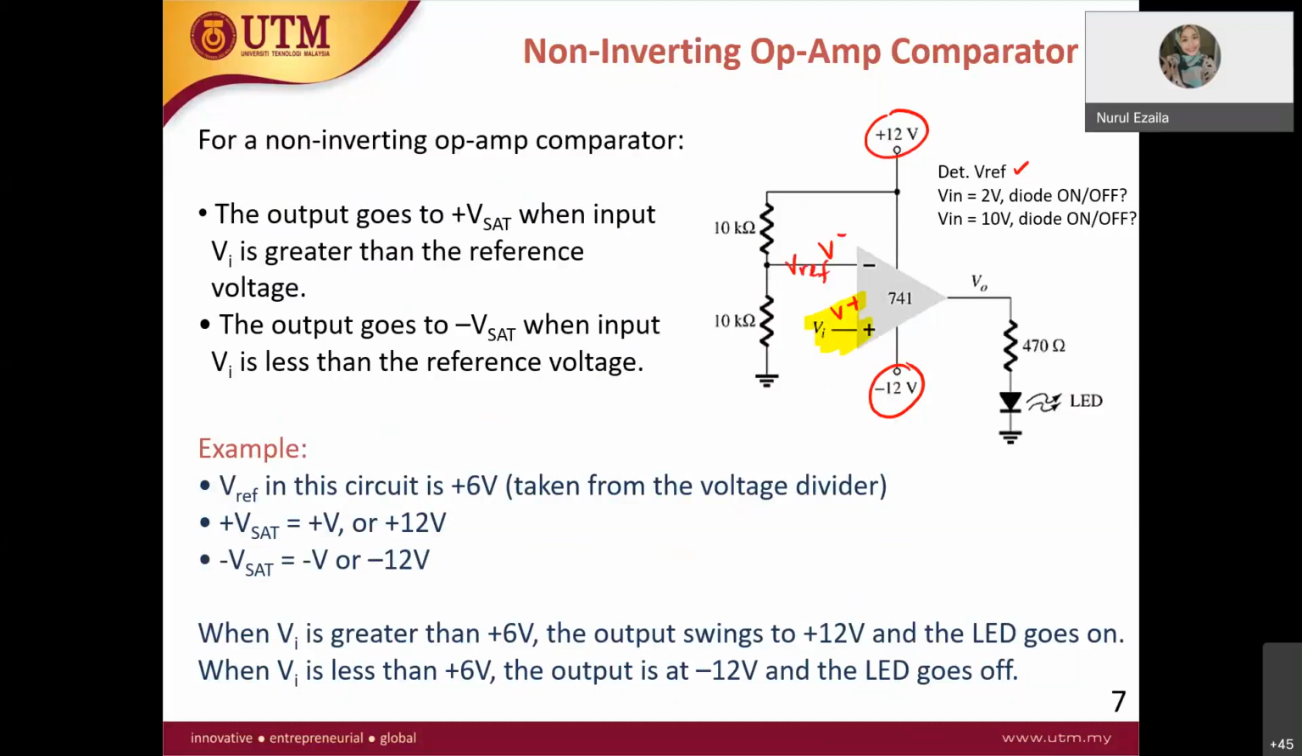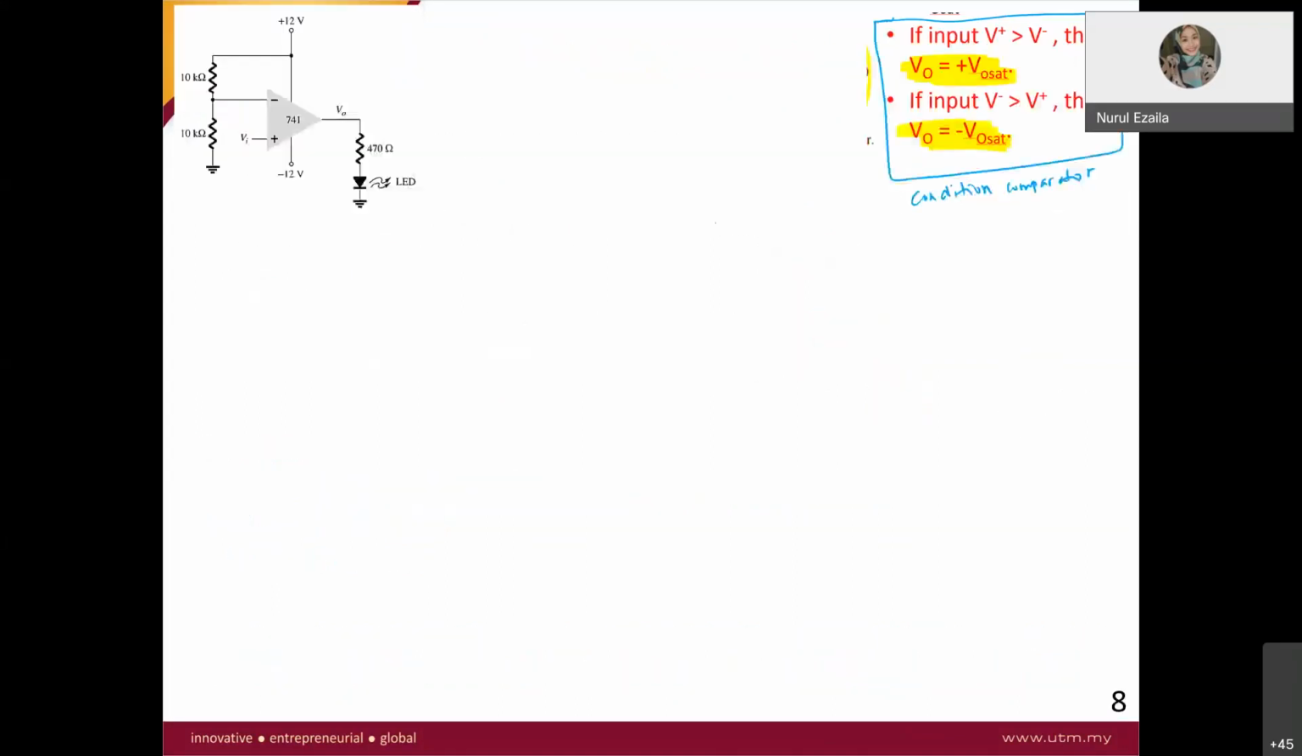So determine V reference. Let's go step by step. Determine the V reference. What will be your V reference in here?